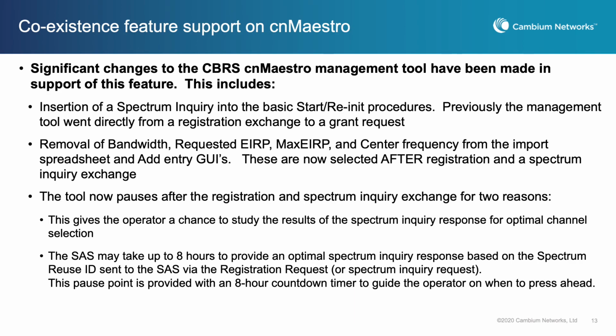So for these last 6 slides, we'll walk through a basic example where we use the cnMaestro tool to add a new sector with coexistence parameters, register the AP, select our channel, and request the EIRP values based on the spectrum inquiry response, and then request our grants.